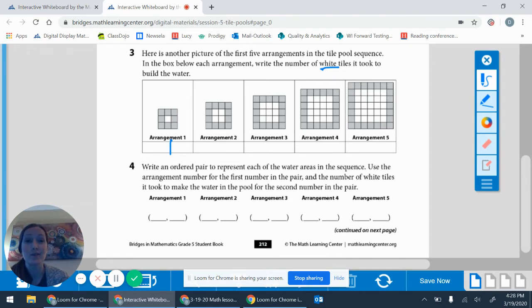Let's take a look at arrangement number 2. I see 1, 2, 3, 4 white tiles in arrangement number 2. So I'm going to go ahead and write a number 4 underneath arrangement number 2.